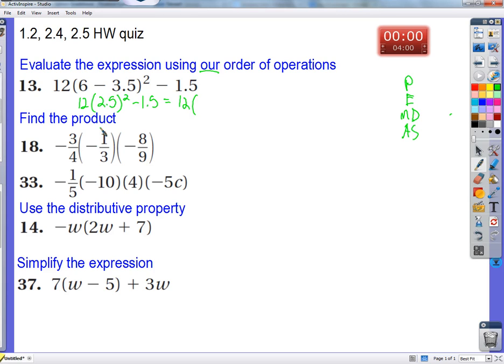Lots of people have calculators. You can try. 6.25. Minus 1.5. What's next?